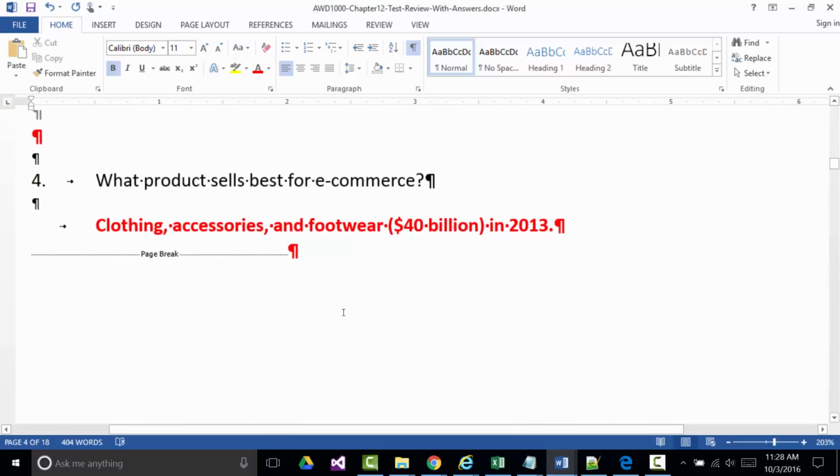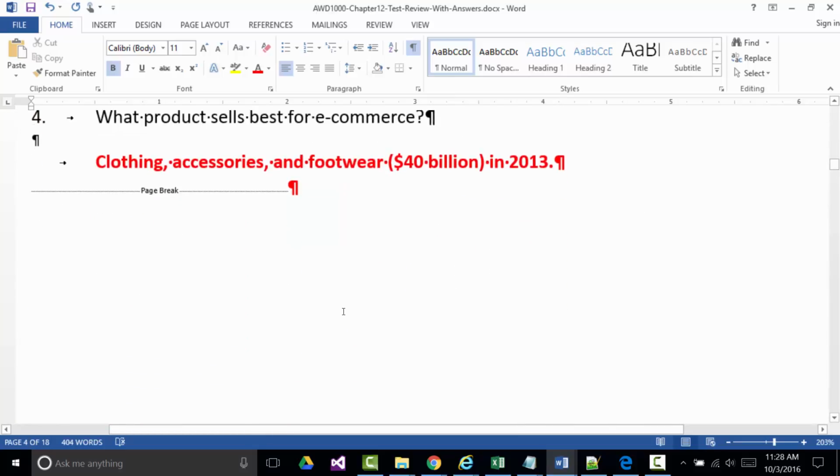All right, number 4, what product sells the best for e-commerce? And this was a chart that was in your book. The last figures they had were from 2013. They were clothing, accessories, and footwear. $40 billion. The amount isn't important. What's important is that you know that it's clothing, accessories, and footwear.